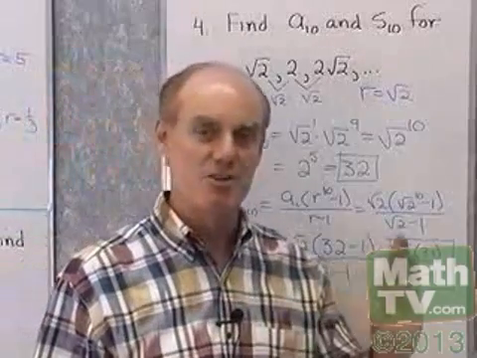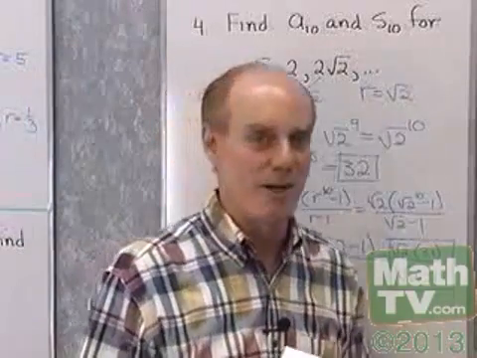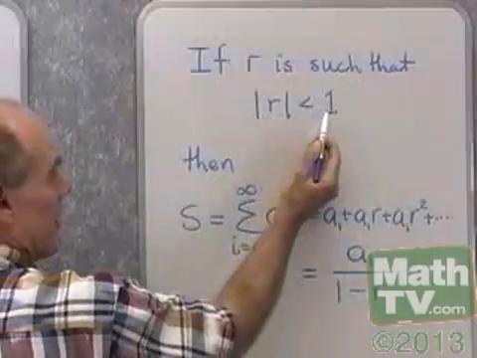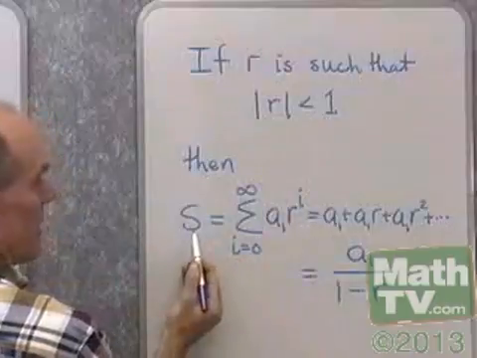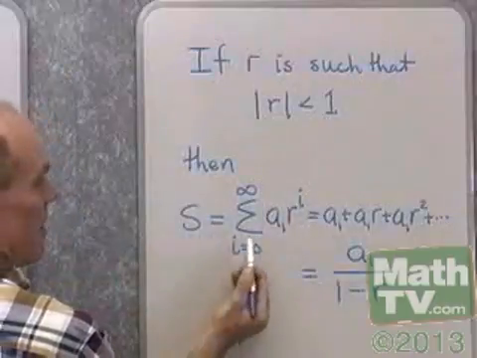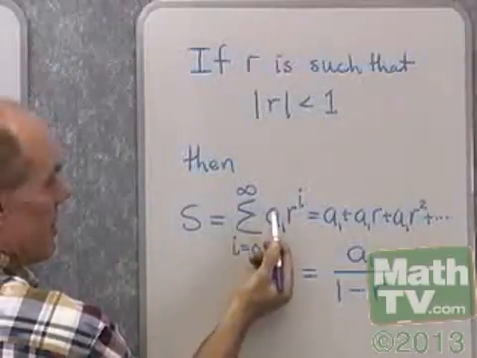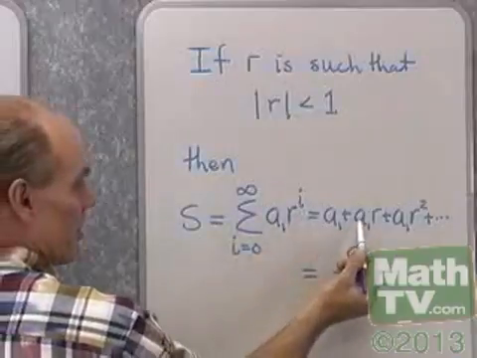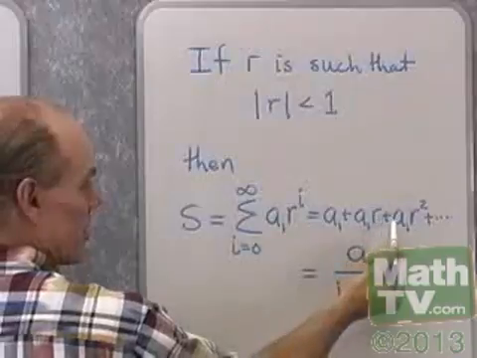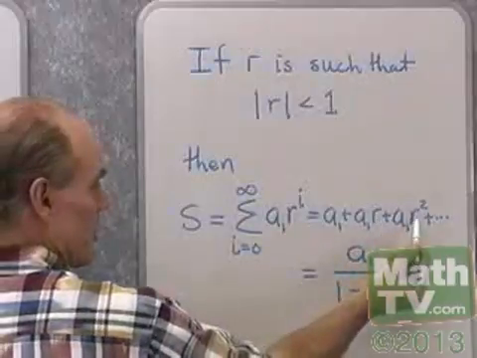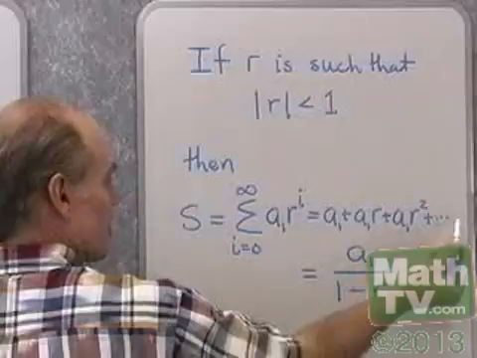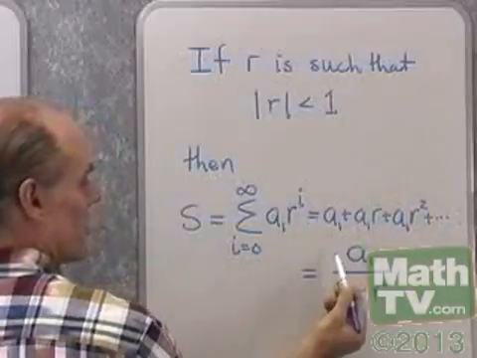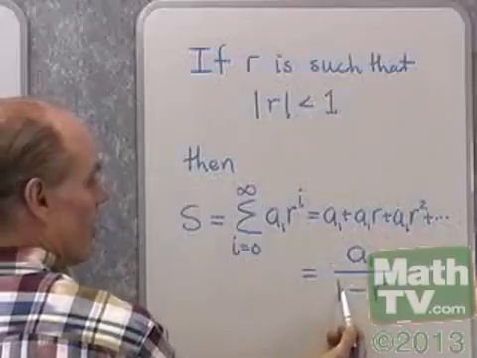Next I want to look at a formula that we can use to find the sum of the terms of an infinite geometric sequence. This formula says that if our common ratio R has an absolute value less than 1, then big S, the sum from I equals 0 to infinity of A sub 1 R to the I, which is the first term plus the first term times the common ratio plus the first term times the common ratio squared, and so on and so forth as far as we want, is equal to A sub 1 over 1 minus R.